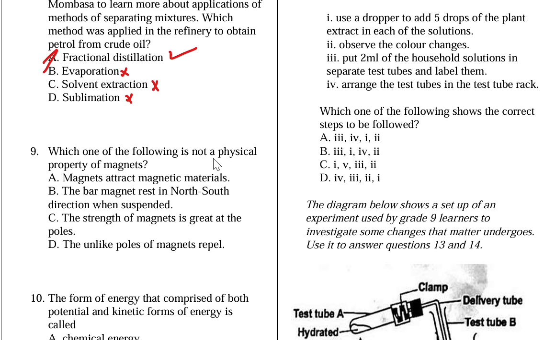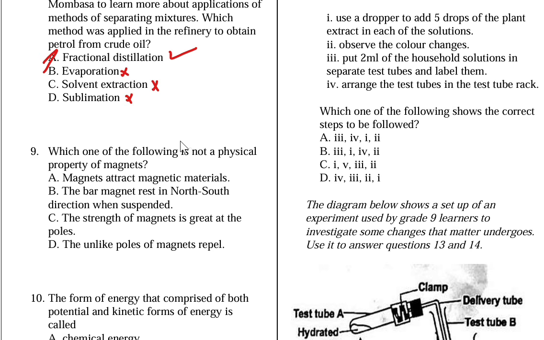Which one of the following is not a physical property of magnets? A, magnets attract magnetic materials. B, the bar magnets rest in north-south direction when suspended. C, the strength of the magnet is greater at the poles. D, the unlike poles of magnets repel. Which one do you think is not a physical property of magnet?